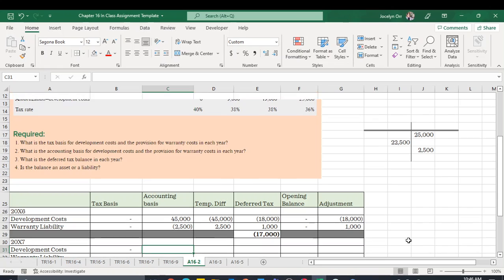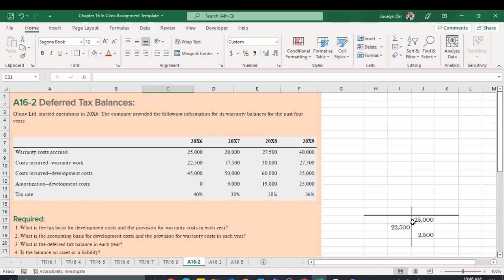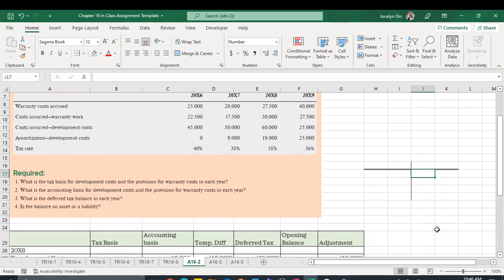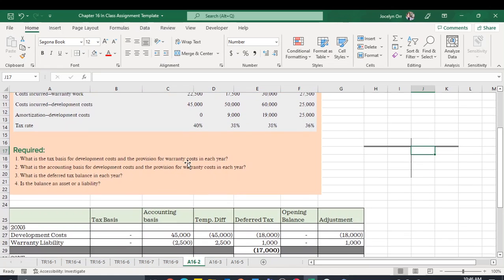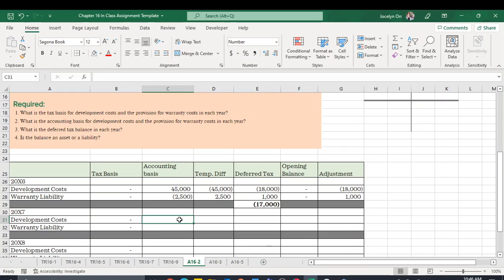So in 20X7, when we look at our developmental costs, I lost my train of thought because there are little steps running up behind me.